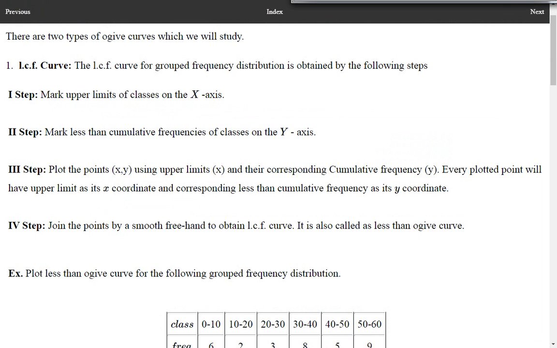So the first type of curve is called Ogive curve, or LCF curve, which is also called the less than Ogive curve. LCF means less than cumulative frequencies. In the less than Ogive curve or LCF curve, on the x-axis upper limits of classes are plotted.